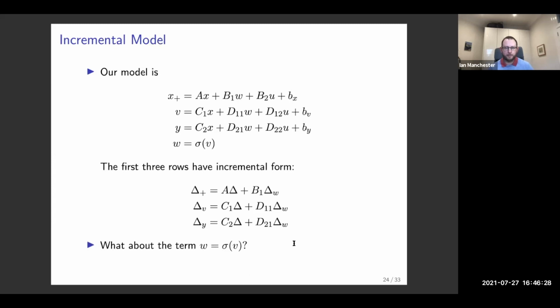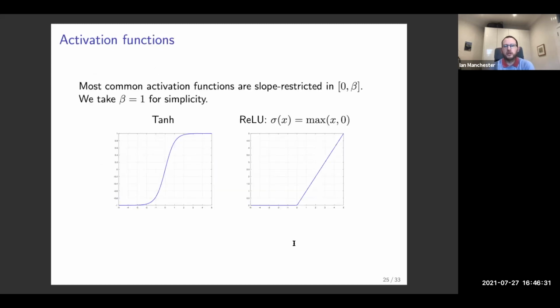So what do we do with this? We have a look at the structure of common activation functions, and we notice that in almost all cases, these activation functions are monotonic and slope restricted. So basically if you go from left to right, they're increasing, and there's a particular bound on the slope, which in most cases is either 1, or you can easily rescale the activation function so it is 1. So we'll just say they're all monotonic and they all have bounded slope of 1. And that's basically all the information we'll use about the activation functions.